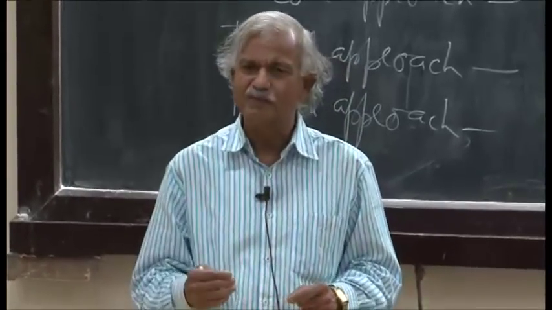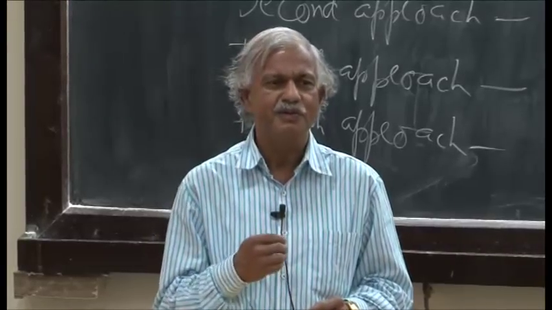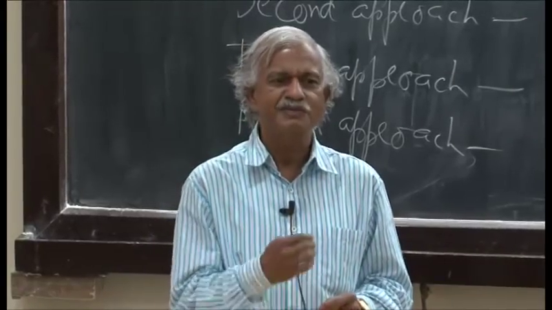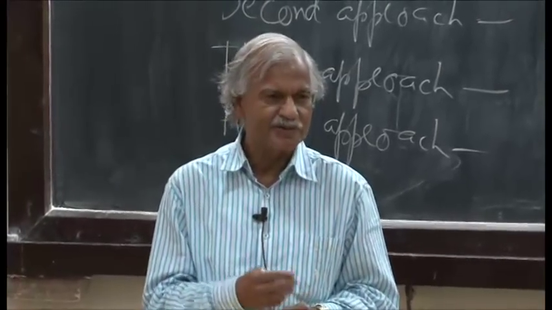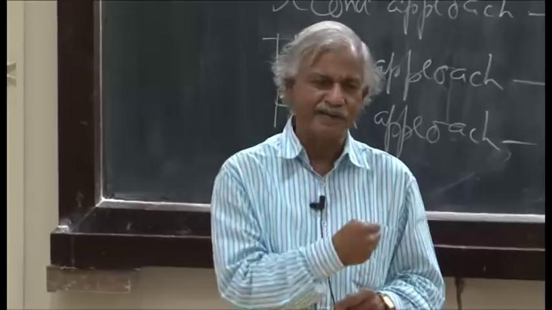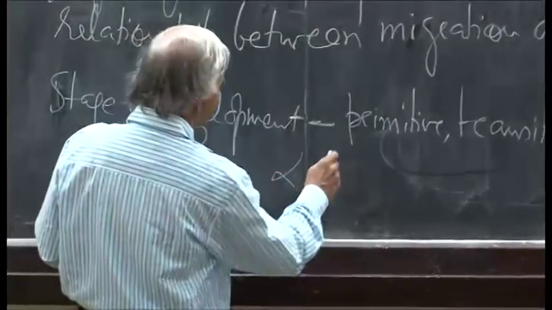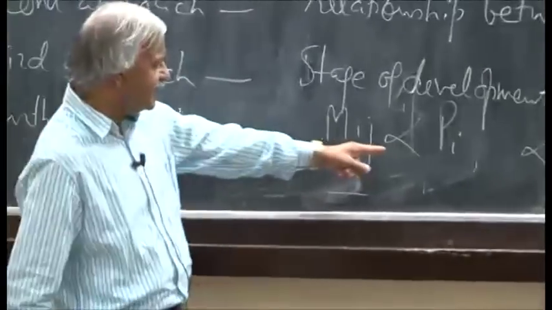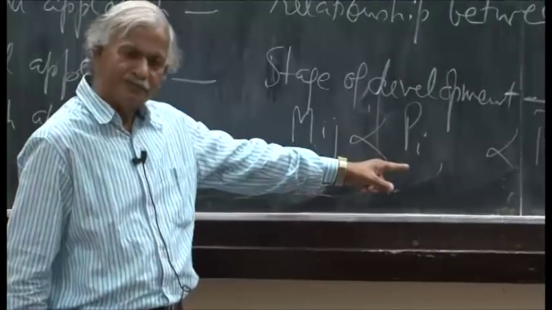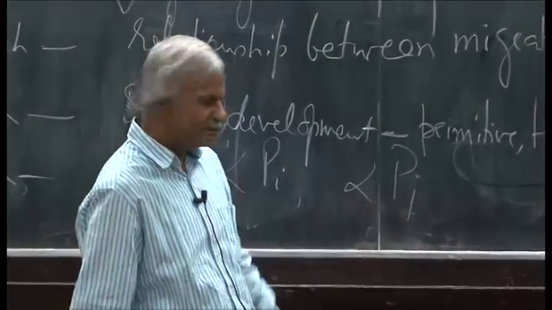More people will migrate to Mumbai from UP as compared to Jharkhand, simply because the size of the population of UP is more. So, more migrants from bigger places. Also, more migrants towards bigger places. More migrants from bigger places, more migrants towards bigger places.